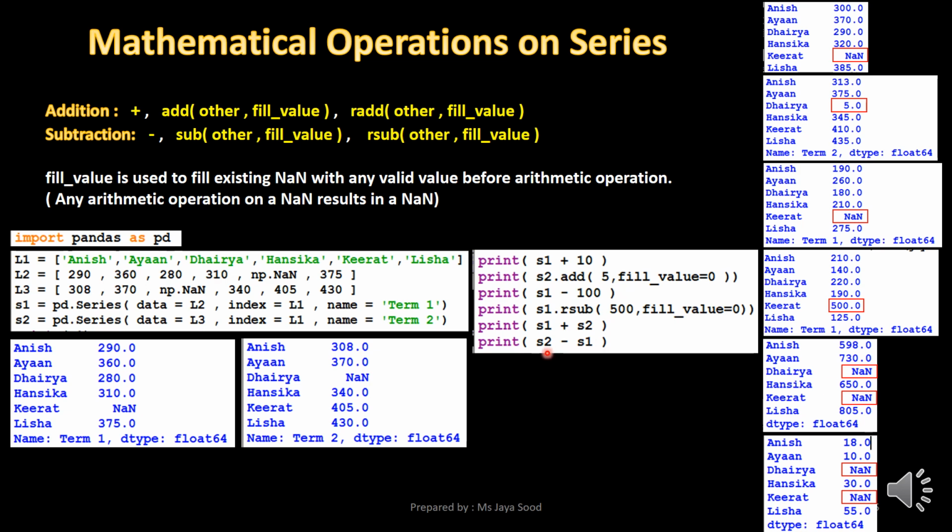The next statement, print S2 minus S1, will subtract each element of S1 from the corresponding element of S2. So for Anish, 300 minus 290 will give us 18. For Dhairya, NaN minus 280 will be a NaN. For Kirat, 405 minus NaN will be again a NaN.